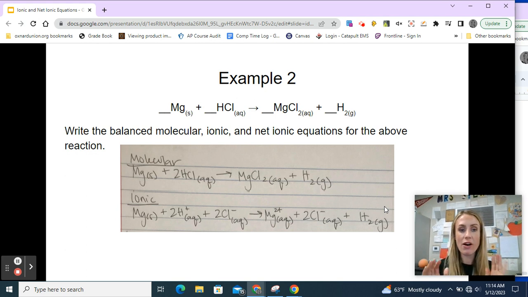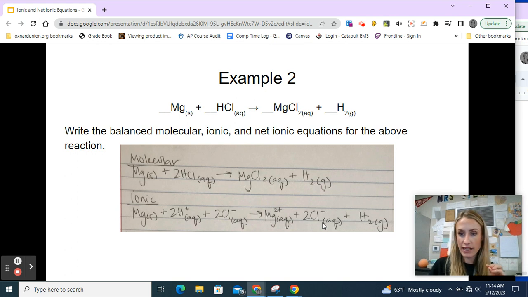So remember, with our net ionic equation, we now want to eliminate spectator ions. So this is going to be anything that is both on the reactant side and the product side. So I can see that here, the only thing that is on both the reactants and the products is my chloride ion. Notice how I have 2 chloride ions over here and I have 2 chloride ions over here.